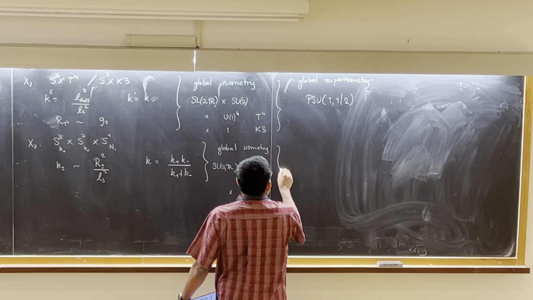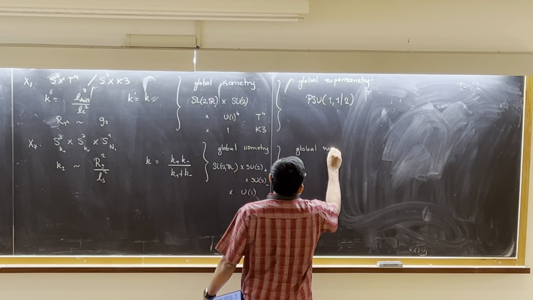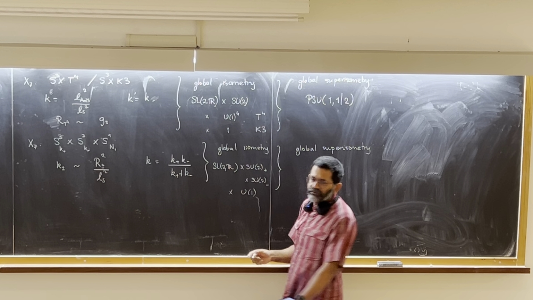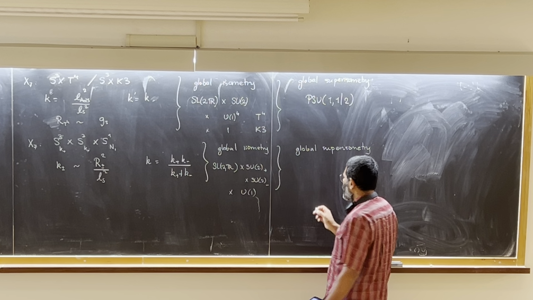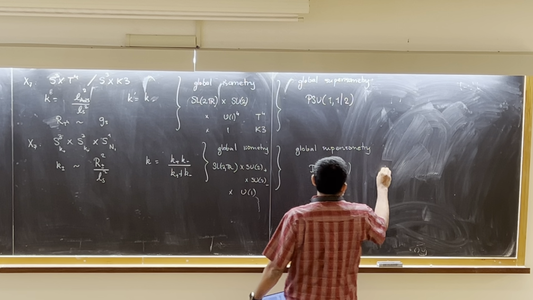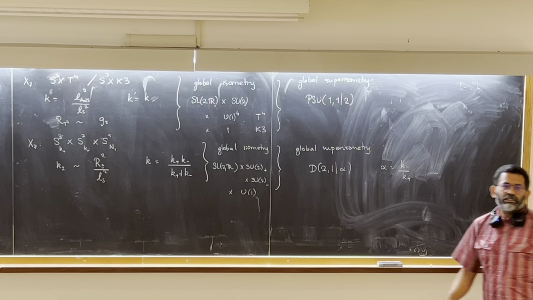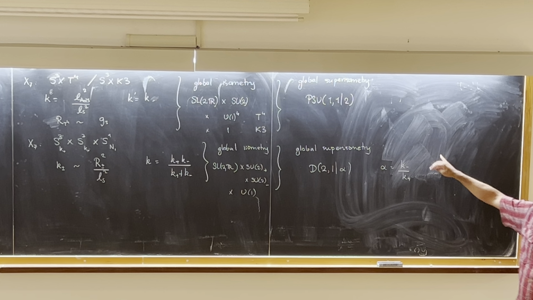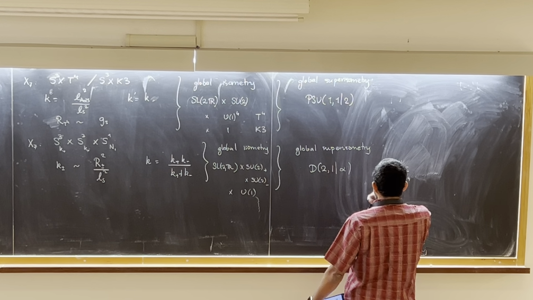In this example, the global superisometry has to have these two SU2 subfactors, and this algebra has a name. It's called D(2,1;alpha), where alpha is this ratio K minus over K plus. So it's a one parameter family of algebras which basically tell you the relative strength, the relative weight of the two SU2s.